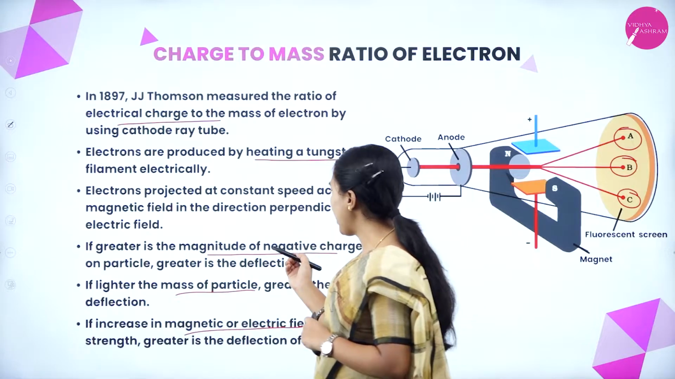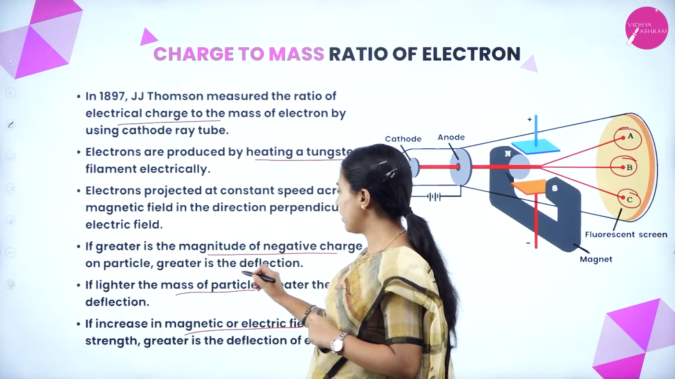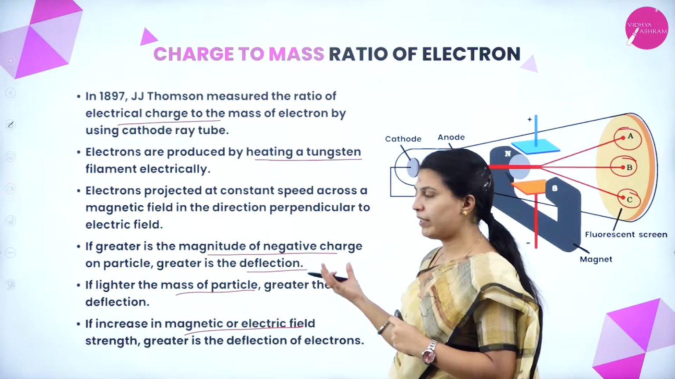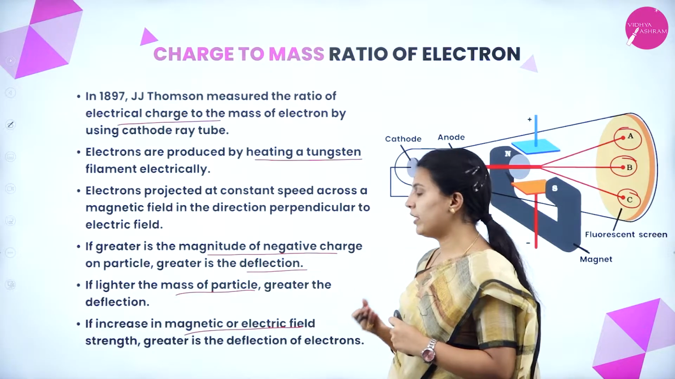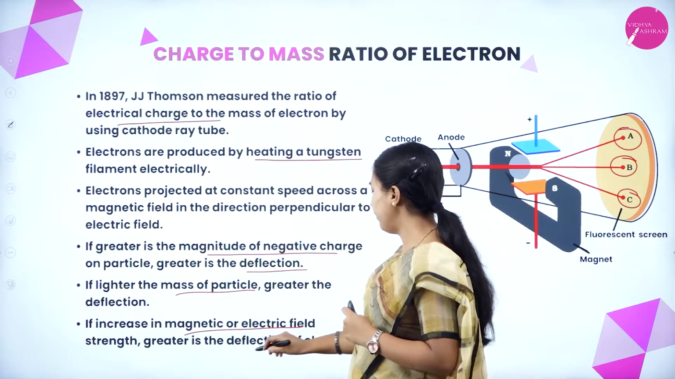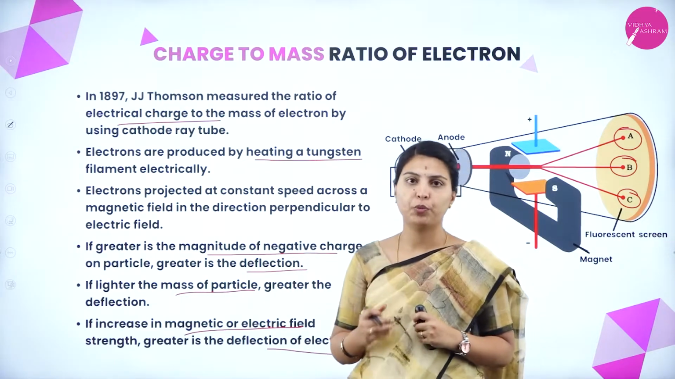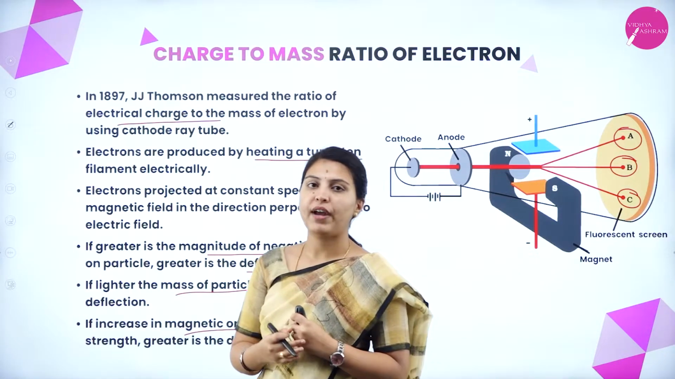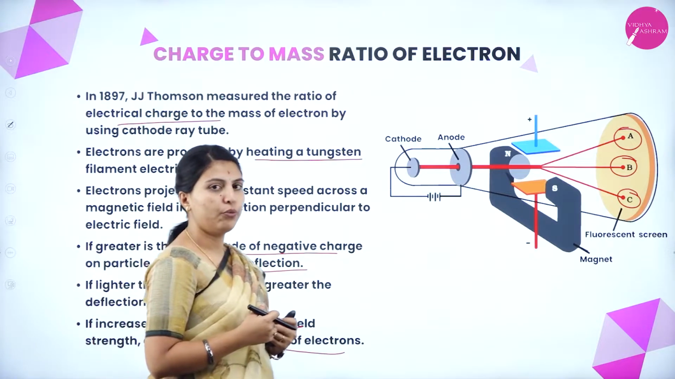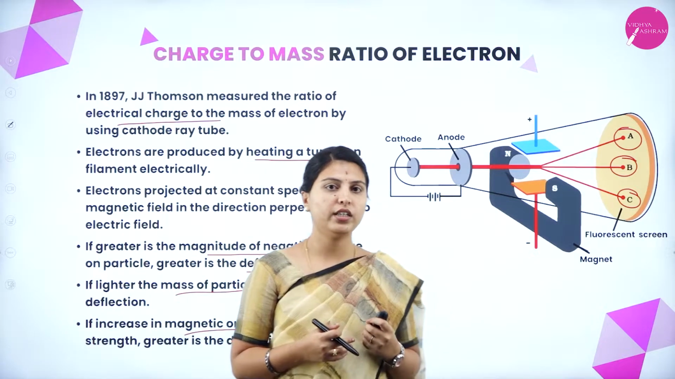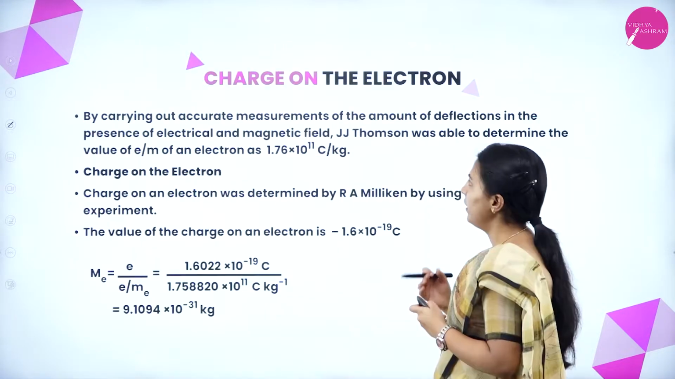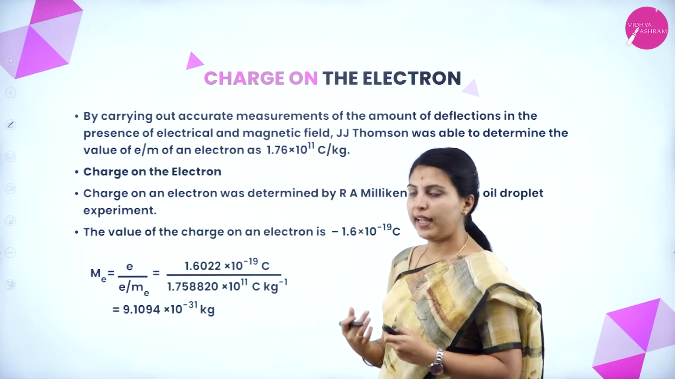If the magnitude of the negative charge is greater, the deflection is greater. When the mass of the particle is light, then the deflection will be greater. And if the magnetic and electrical field strength is more, then the deflection of electrons will also be more. These are the three factors which affect the electrons' movement in the discharge ray tube. This is about the charge to mass ratio of the electron. Next, the charge on the electron.